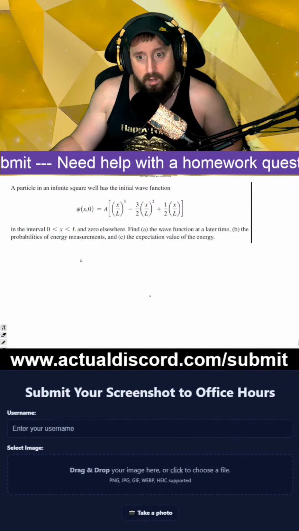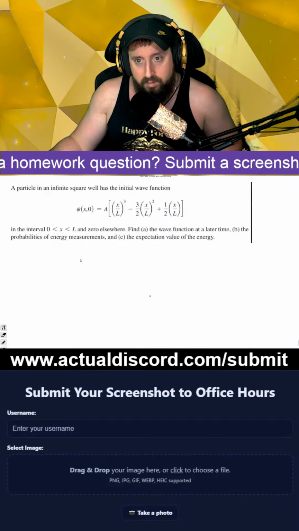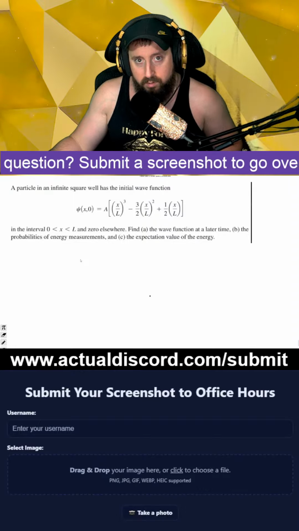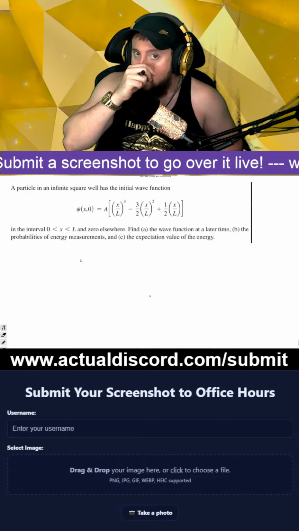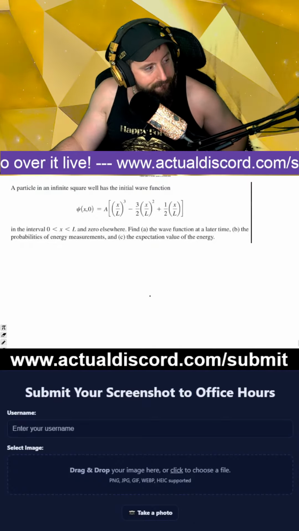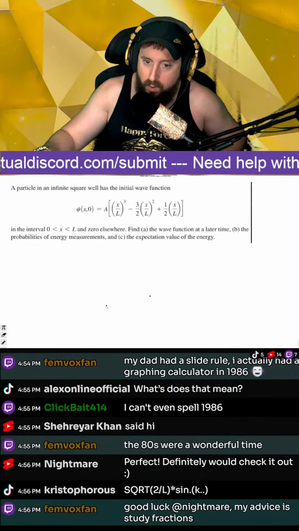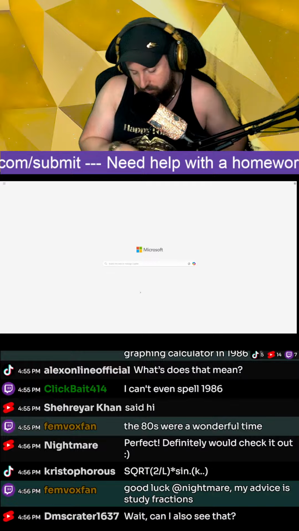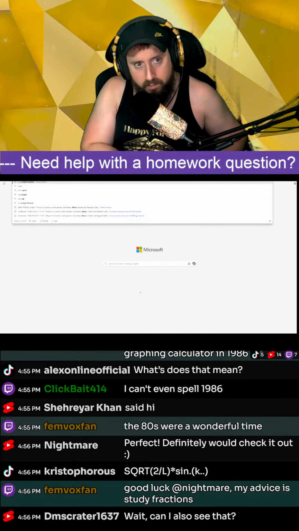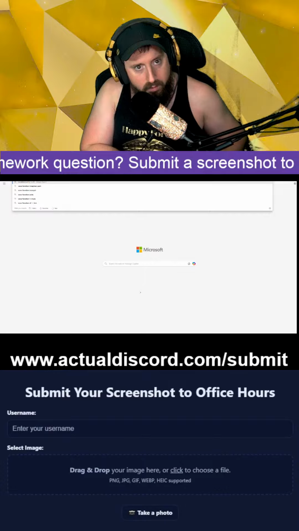Okay, so this is an infinite square well that has the initial wave function this. It is usually square root of 2 over L something, right? So, let's come up with what the wave function is for a... Let me think. Wave function for a 1D infinite square well.